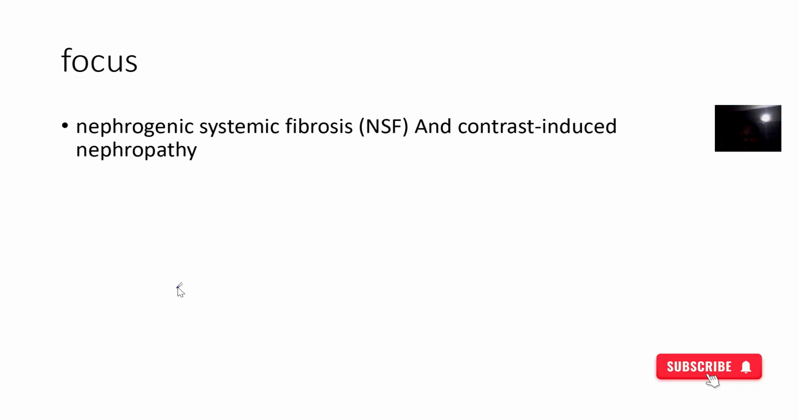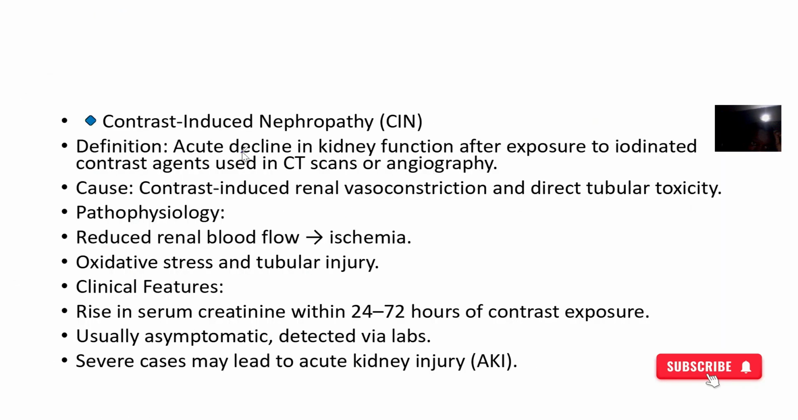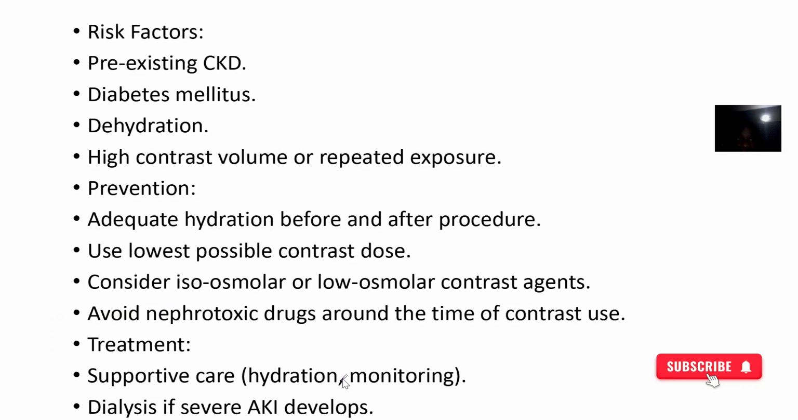All right, so we're also going to talk about contrast-induced nephropathy. Contrast-induced nephropathy is just a broader term, after somebody has been exposed to contrast, especially iodinated contrast. Gadolinium is also a contrast, but this one is mostly caused by the iodine type. So pathophysiology: there's reduced renal blood flow leading to ischemia, oxidative stress, and tubular injury. Okay, clinical features: rise in serum creatinine within 24 to 72 hours, usually asymptomatic. Severe cases may lead to acute kidney injury.